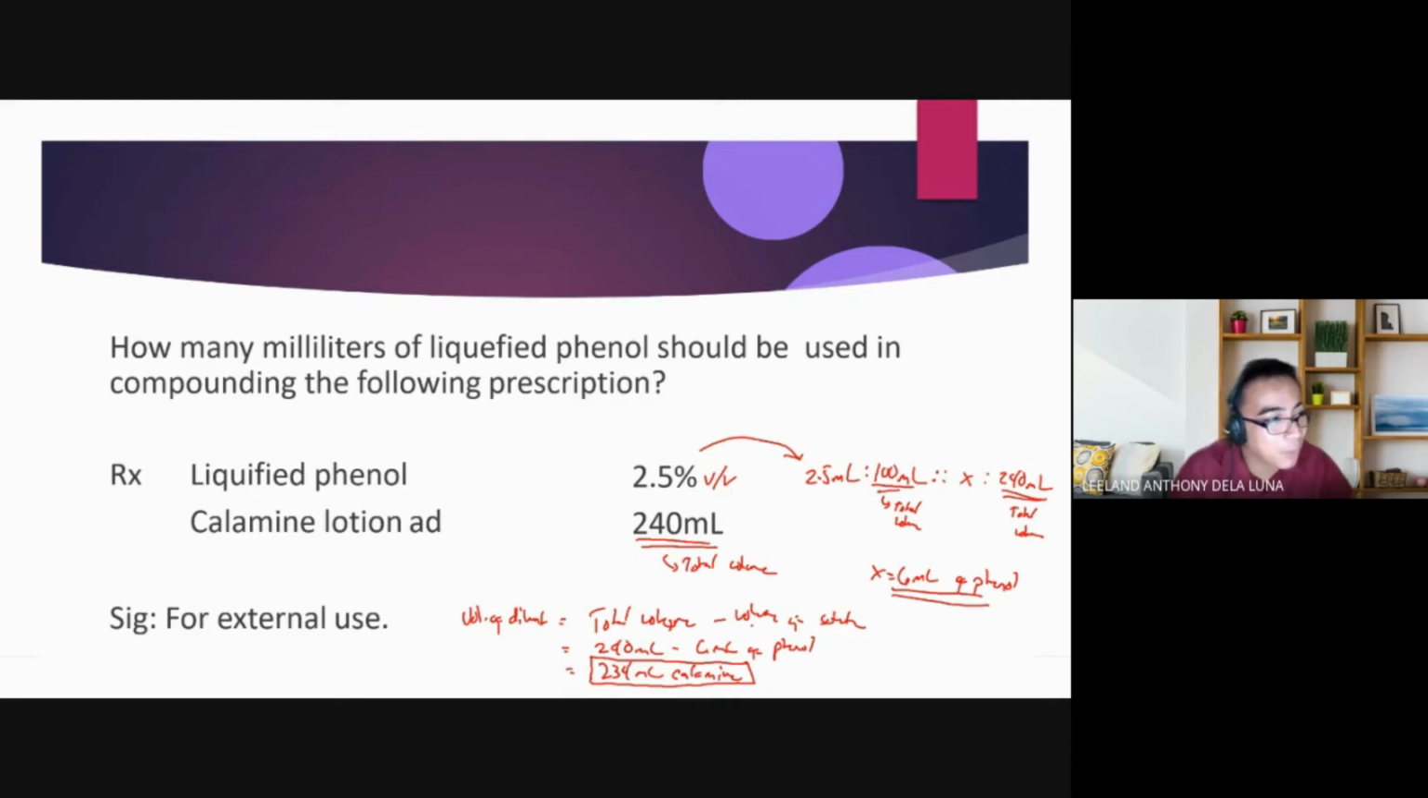Okay, sir, pwede bang paliguan yung mga taong makakati? Okay, paliguan ng calamine para mawala yung kati nila. Wala atang sagot sa ganung klaseng kati.